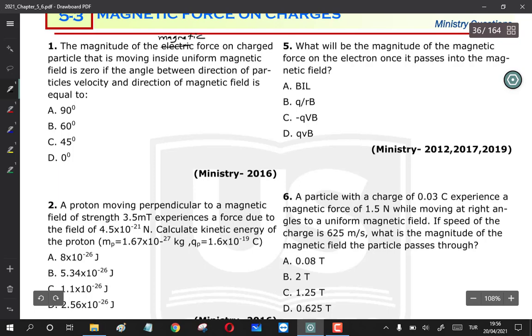So the magnitude of the magnetic force on a charged particle that is moving inside a uniform magnetic field is 0 if the angle between the direction of the particle's velocity and the direction of the magnetic field is equal to... So if the charged particle moves parallel to magnetic field lines, which means the angle will be 0 degrees or 180 degrees, the magnetic force acting on the charged particle is 0. So the answer is D.